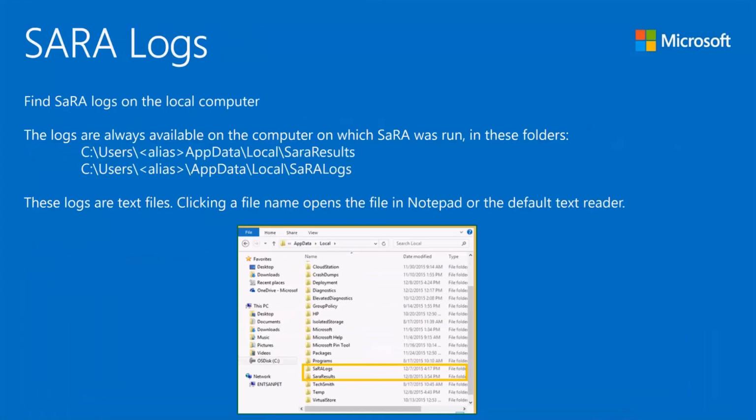Okay, so once you have installed and run the SARA tool, you would find the logs of the SARA tool on the local machine. As explained, this is run on the affected local machine. And the logs are in text files. They would be under SARA Logs and SARA Results. And we will go into details of these log files later on in the slides. And these, of course, log files can be shared with our support team engineers.